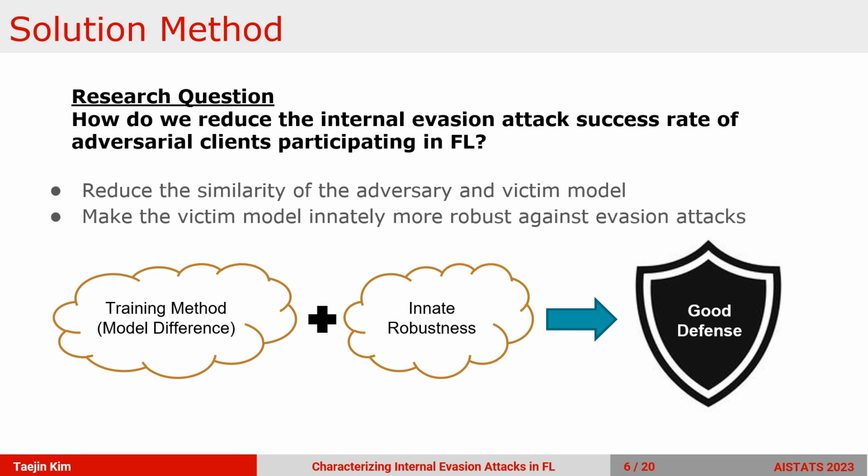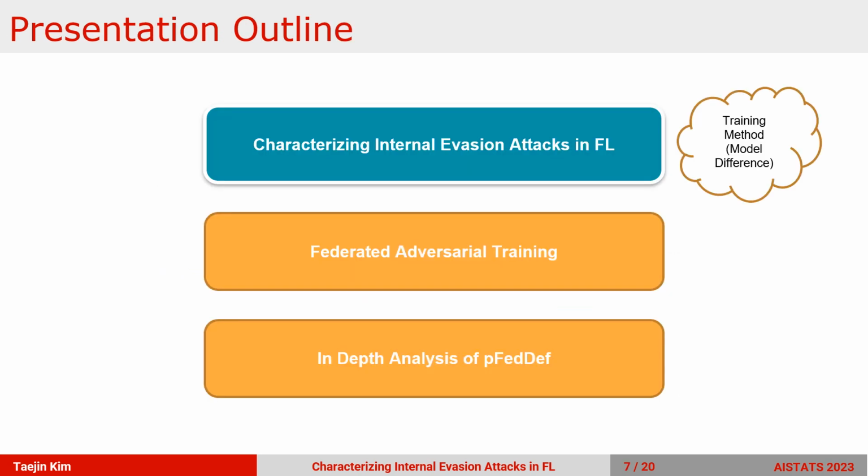The key aspects in answering these research questions are as follows. First, we want to reduce the similarity of the model the adversary owns and the victim owns, such that the information overlap is reduced. Second, we want to make the victim model innately more robust against evasion attacks. And combining these two ideas together will lead to a good defense. The rest of this presentation tries to explore and combine these two key ideas to make the good defense.